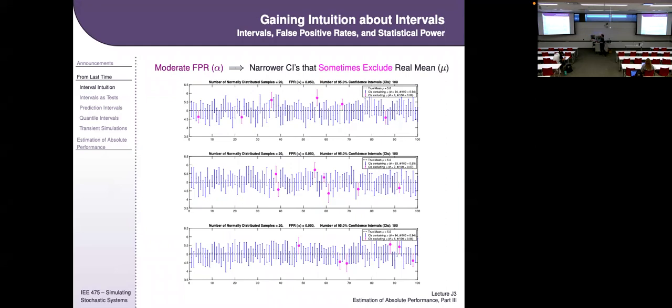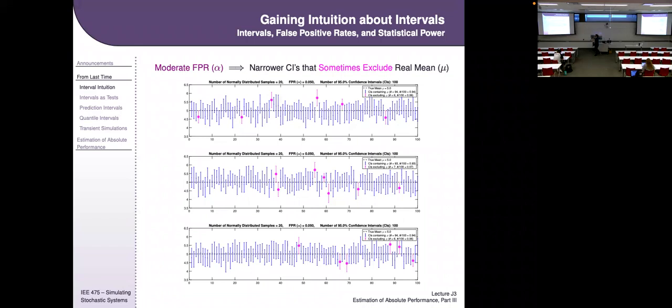Now, what does increasing your false positive rate look like in terms of a confidence interval? It means that more confidence intervals are going to be away from the mean. So these ones that are colored differently, 1, 2, 3, 4, 5, 6, so about 6% of these experiments, about 7% of these, and about 7% of these. So roughly about 5% of experiments generating a 95% confidence interval fail to capture the true mean. But 95% of them do capture the true mean.